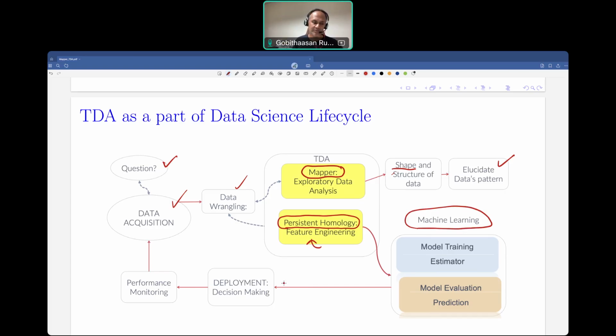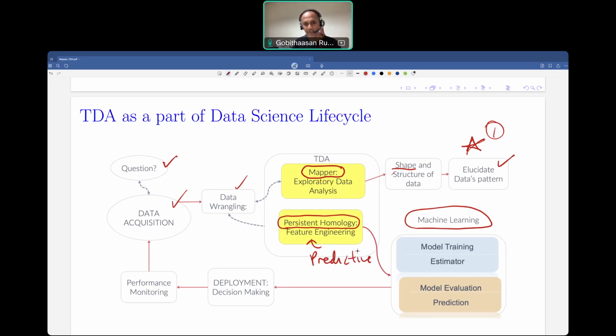And then of course you do your deployment. You can deploy something as simple as a mapper algorithm for a given data set. It will help the user to look at the structure of the data. So this is one product. Another product will be, of course, the predictive model itself, where it uses feature-engineered data from your raw data via persistent homology. So that would be a predictive model.